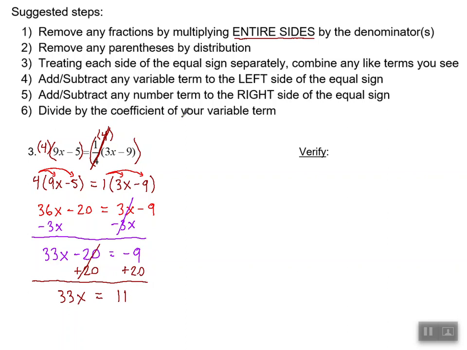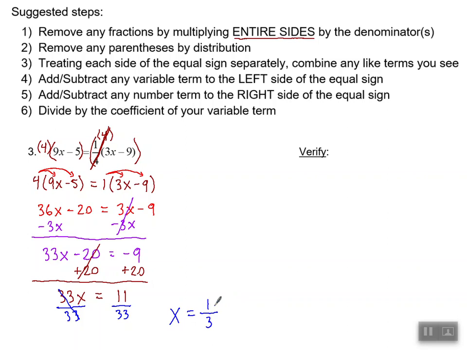Divide by the coefficient of my variable term. My variable term is right here, so I have to divide by 33. Divide by 33, cancel that away, and I have x equals 11 divided by 33. Well, that reduces to 1 over 3. So it looks like my answer is x equals 1/3. It's okay to have fractions.